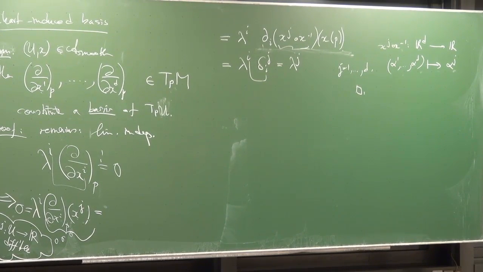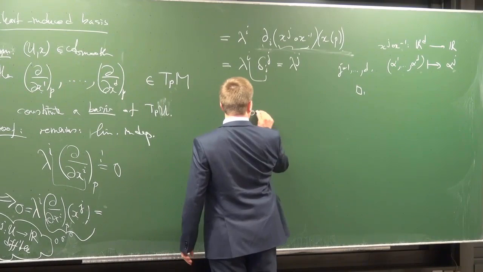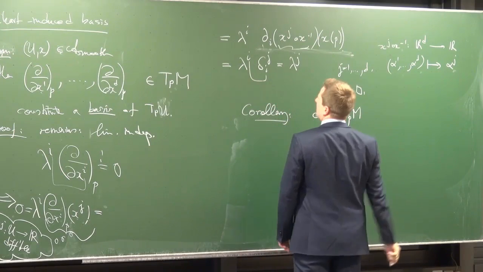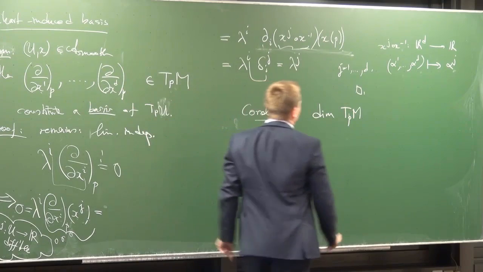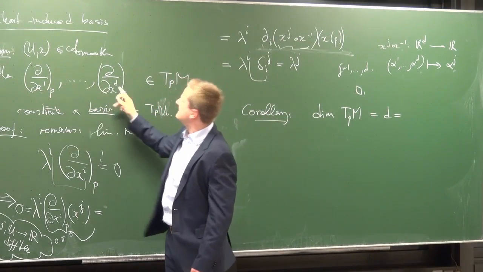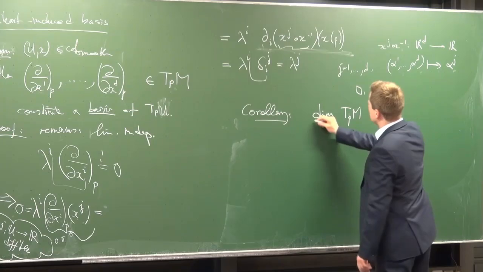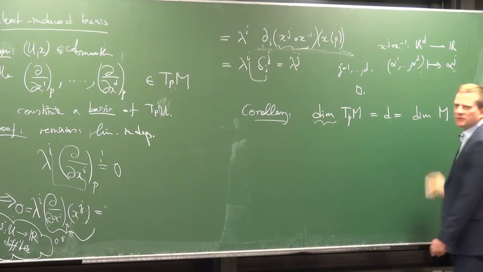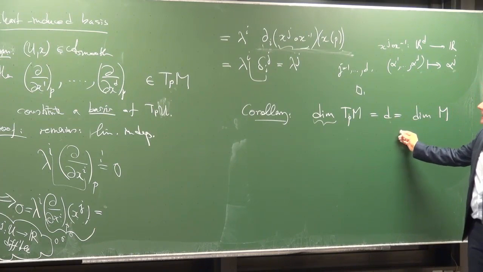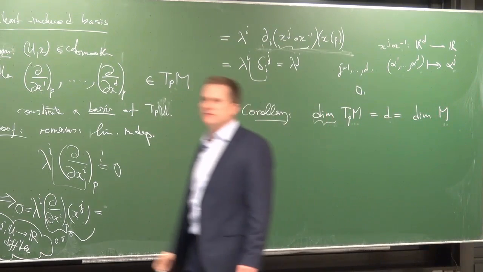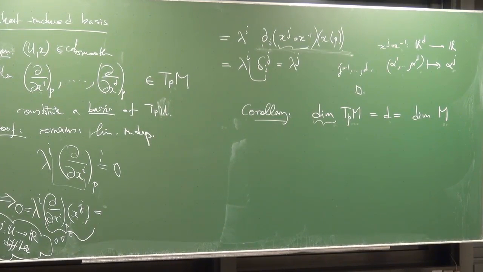And the corollary of that is that the dimension of T_pM is of course d, because you have d basis vectors, but d ultimately came from the fact that you have d coordinate maps. So the vector space dimension is d, and the manifold dimension, which is a very different concept, is also d. So the tangent space at each point has the dimension of the manifold. Well, that's quite intuitive, but one is a vector space dimension and the other one is a topological manifold dimension.